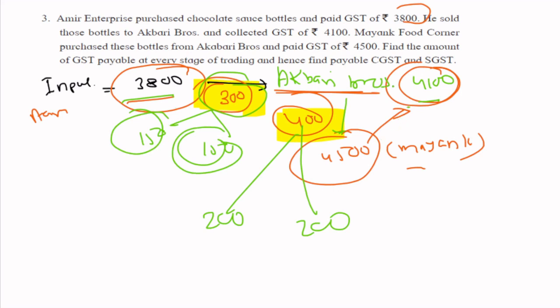Similar here also, from 1400 Mayank paid 4100 and collected 4500, the difference is 400, this is GST payable, and 200 each CGST and SGST. This is the logic. Your answer will be this one only. Try to understand the logic. Framing thing, you are smart, you can do it. Now move to the next question.